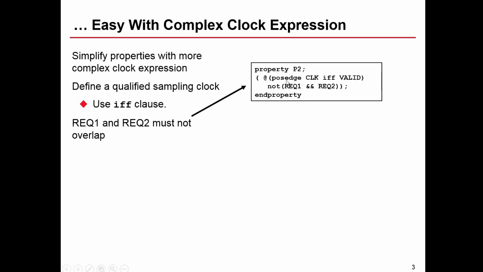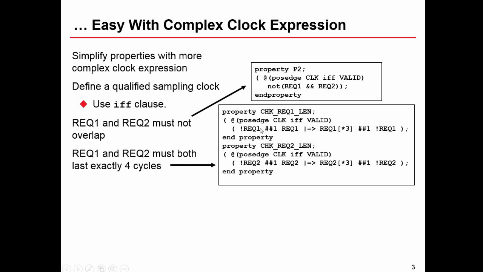So with this property, if we've got this iff valid, we just say not rec1 and rec2 for the first requirement. Second requirement, we say if we have a rise of rec, so we could have more efficiently used rose of rec1 here instead. If we see the rise of rec1, then we must see rec1 for 3 cycles followed by not rec1. All sampled only when the clock occurs and valid is true. And likewise for rec2.